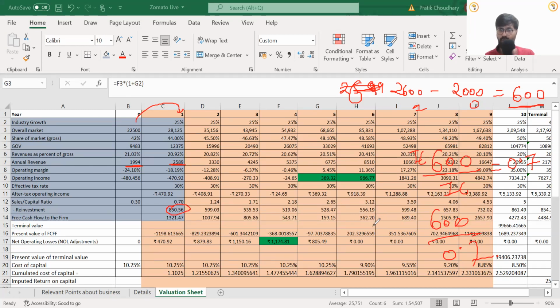मतलब अगर Zomato को आने वाले साल में, how to interpret that? Please listen carefully. If Zomato wants incremental revenue of 600 crores or more revenue in the coming year, Zomato in the coming year will have to invest 850 crores back into the business in form of fixed asset or working capital. Now guys, that is called reinvestment.